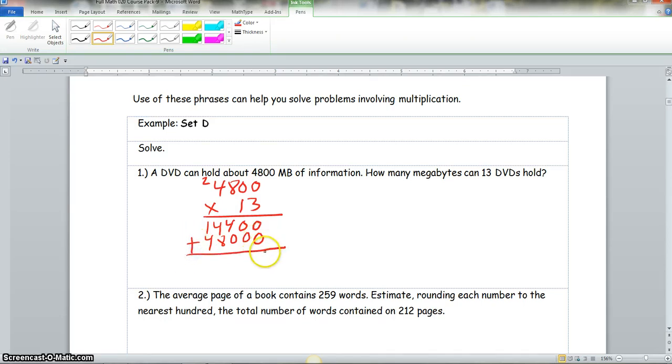Now we add these values together. We have 0, 0, 4. 4 and 8 is 12. We carry our 1. 1 and 1 is 2, plus 4 is 6. So we have 62,400 megabytes are on 13 DVDs.